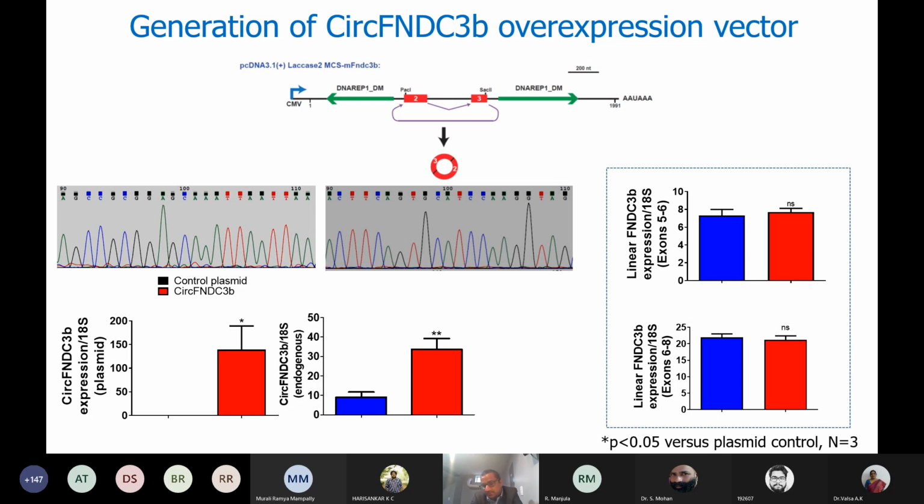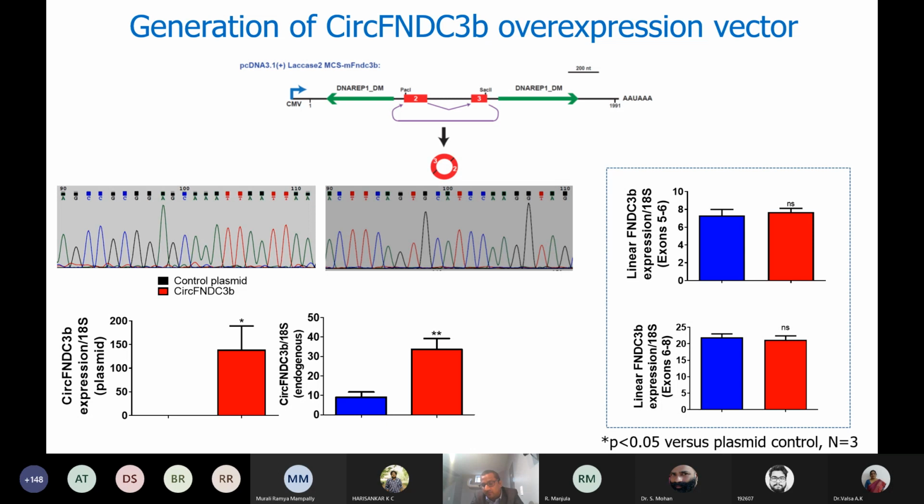As you see, this is a plasmid where we incorporated DNA repetitive elements. As you remember, I showed in the biogenesis that DNA repetitive elements, the complementary intronic sequences, help in circularization of the RNA. So just like that, we have these DNA repetitive elements flanking this exonic sequence coming from the second and third exons. We know that this FNDC3B circular RNA is coming from the second and third exons of its cognate gene FNDC3B.